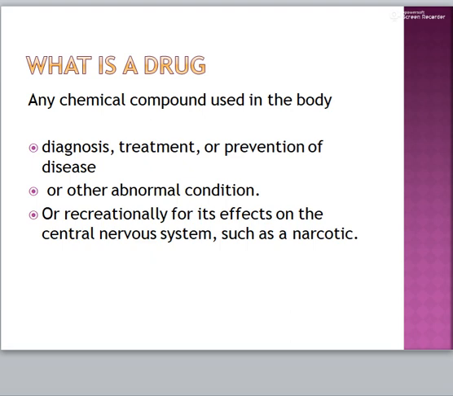So, any chemical compound which serves these three purposes comes under the category of drugs. It can be either for the diagnosis, treatment, or the prevention of a disease, or to overcome an abnormal condition. For example, if you're getting poisoned by a snake, you might give an anti-venom, that is also a drug. Or you might also take a drug recreationally, as we had mentioned earlier.